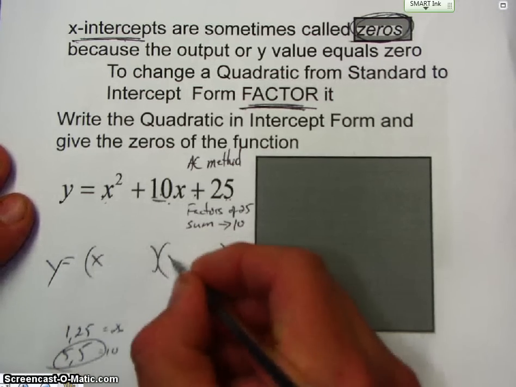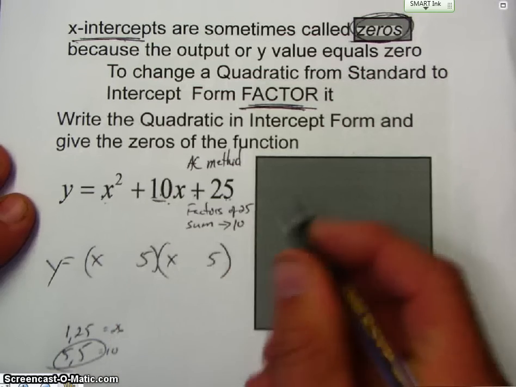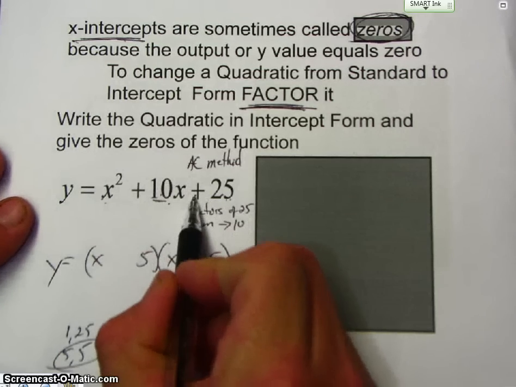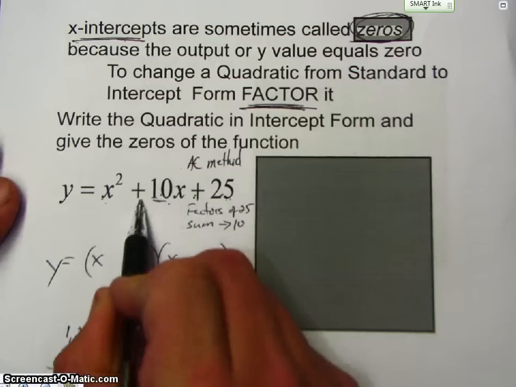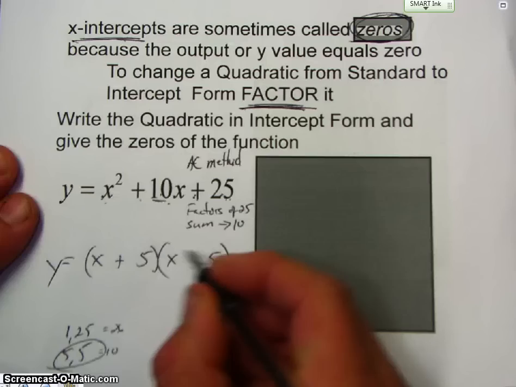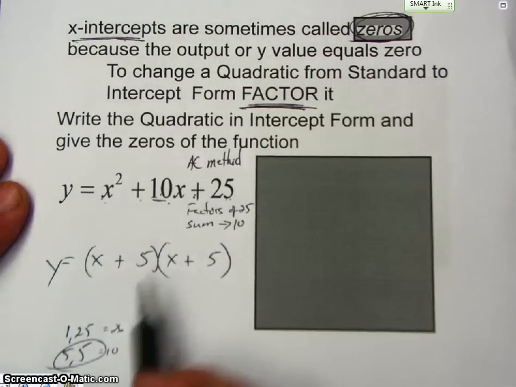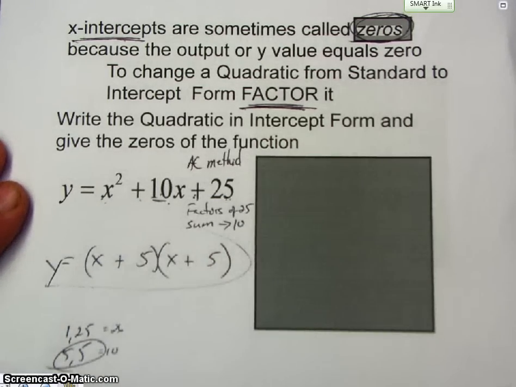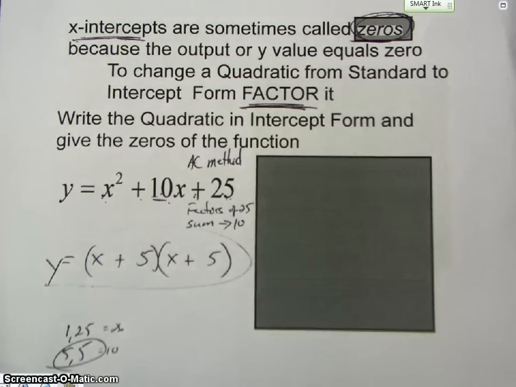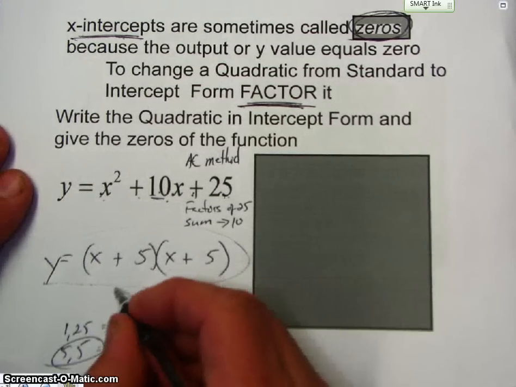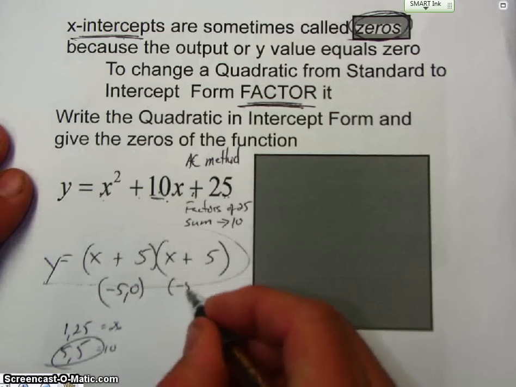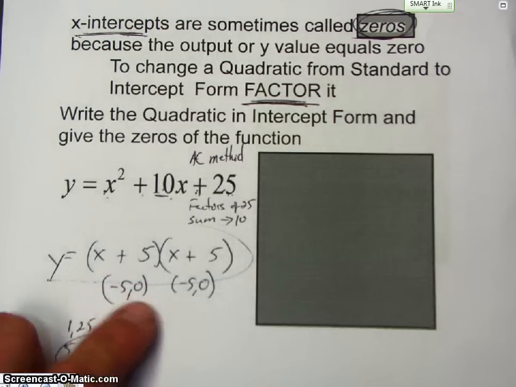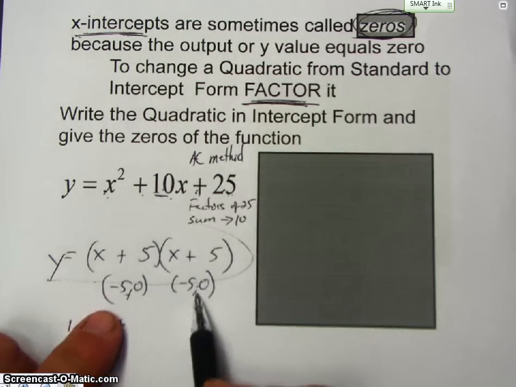So we do x and x, 5 and 5. Now we're adding, so both signs will be the same, and here they're both going to be positive. So here we have the x-intercept form. By x-intercept form, that means my graph is going to cross at negative 5, 0, and they happen to be the same.